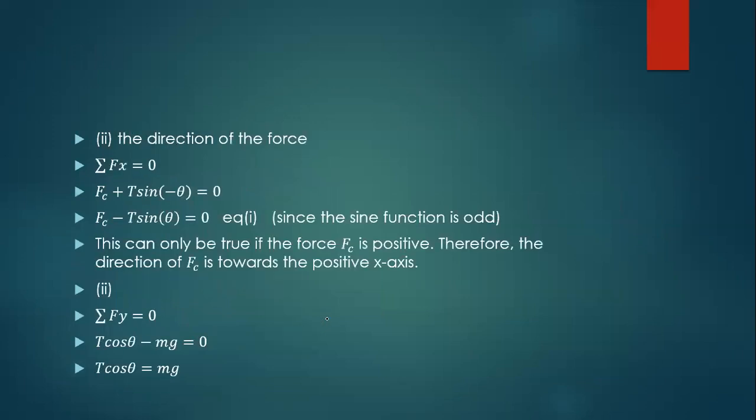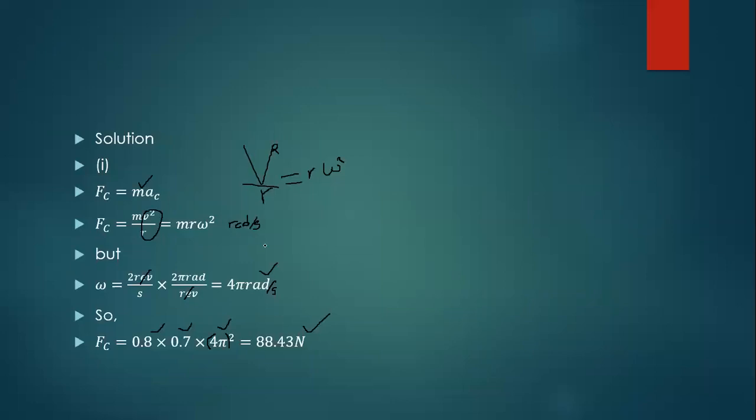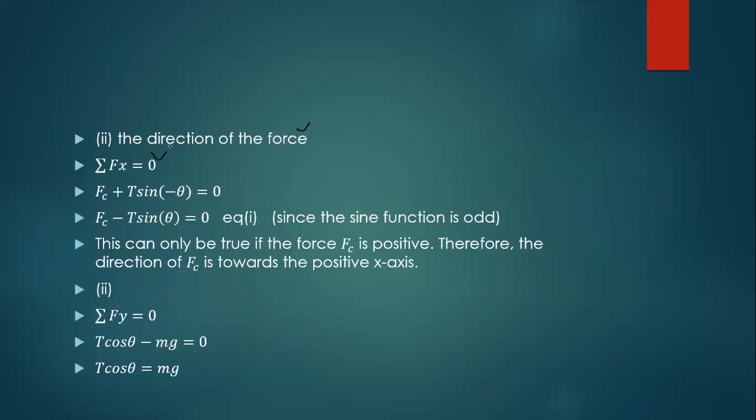So we got the second part. The second part is saying calculate the direction of the force. So that force we have found, can we calculate its direction? We know that this force which we have found is in the x-axis. If I'm to draw my Cartesian plane like that, I know that this is x and that is y. So how can I determine the direction of this force? I need to do summation of forces in the x-axis.